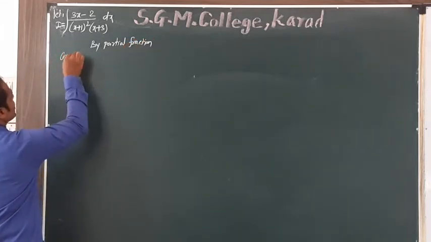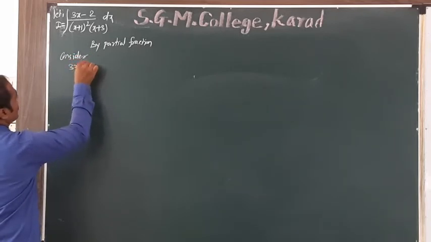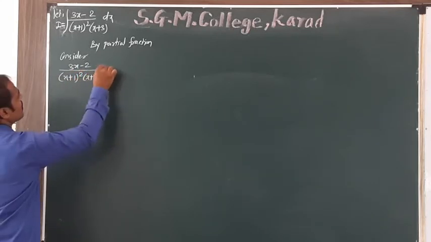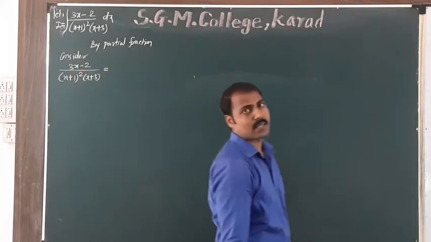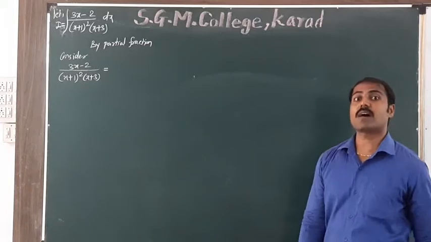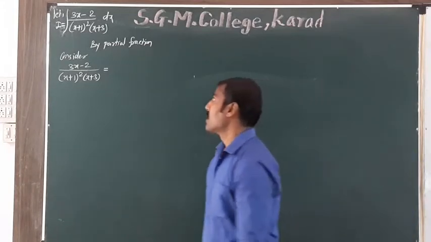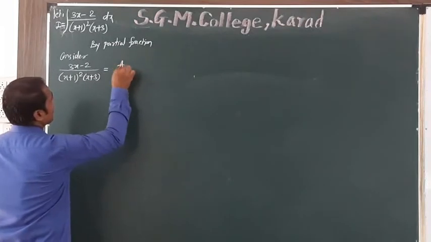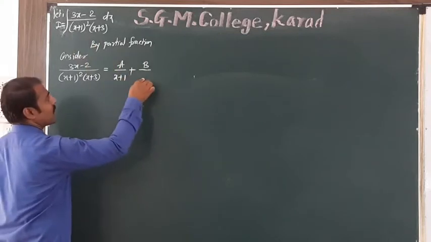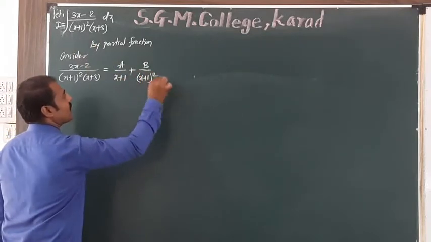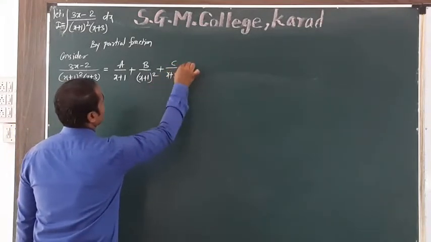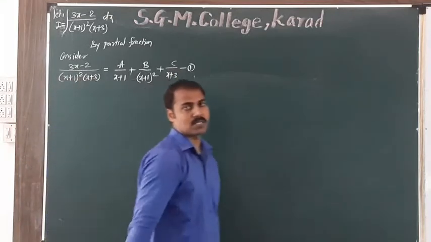Consider only the fraction. The fraction is (3x - 2) divided by (x + 1) squared into (x + 3), which is equal to, here how many factors are there? 3 factors are there: (x + 1) into (x + 1) into (x + 3). So use how many constants? 3 constants. A divided by x + 1, plus B divided by, since this is repeated, so repeat again, x + 1 but here is squared, plus C divided by x + 3. It's our equation number first.